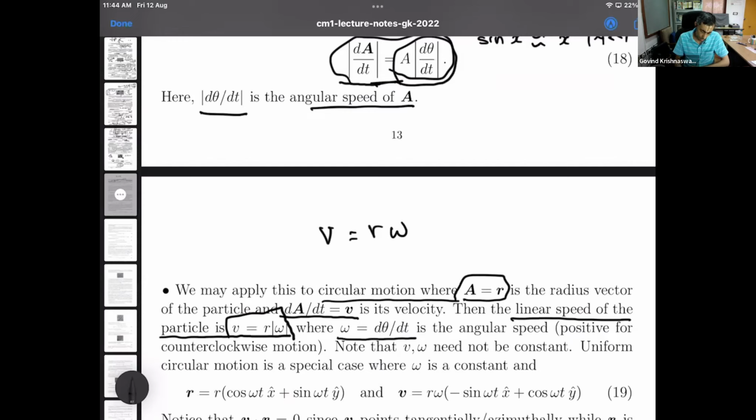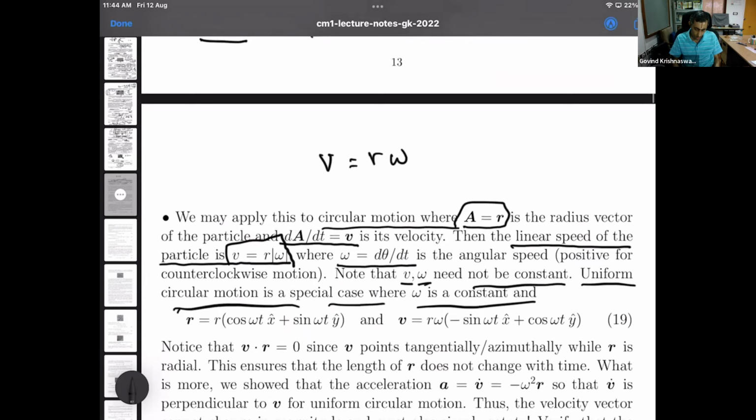Of course, in this discussion, there is no stipulation that either the linear or angular speed be constant. That is not required. Uniform circular motion is just a special case where omega is a constant. That is the case we studied earlier today. Notice that V dot R is 0 since V points tangentially or azimuthally while R is radial. So this ensures that the length of R does not change with time.